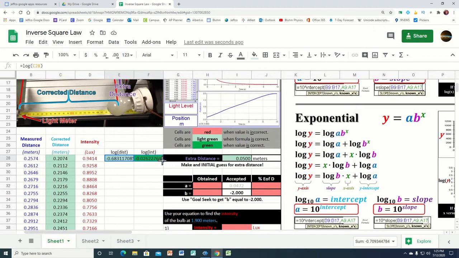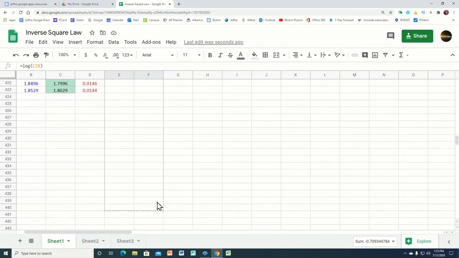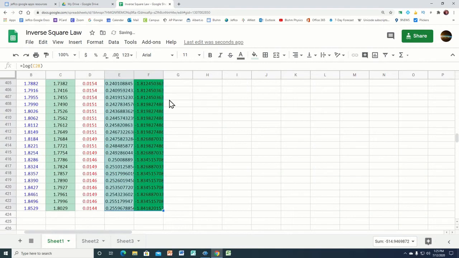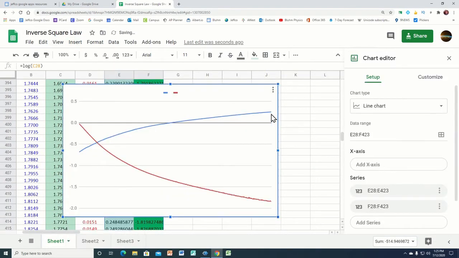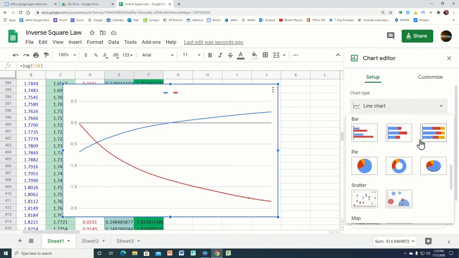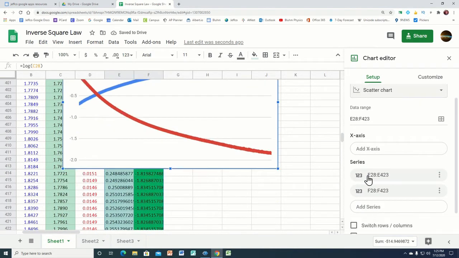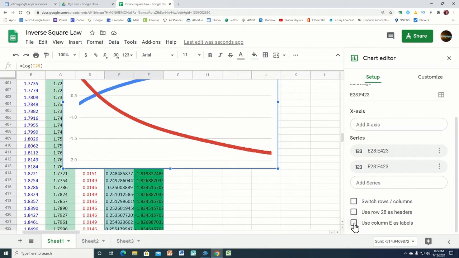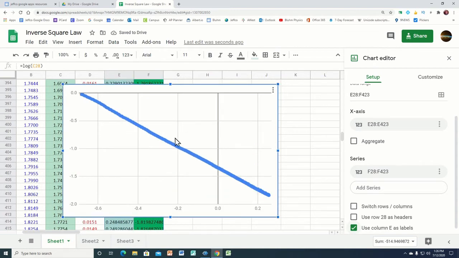But I'm going to copy all those down, both those formulas all the way down to here. They're still highlighted, so I'm going to insert them into a chart. All right, it guessed we should do a line chart. They guessed wrong again, so we're going to come down here to a scatter. And it did something funny. What we have to do is click this box here, use E as my labels. So column E was our log of our corrected distance.